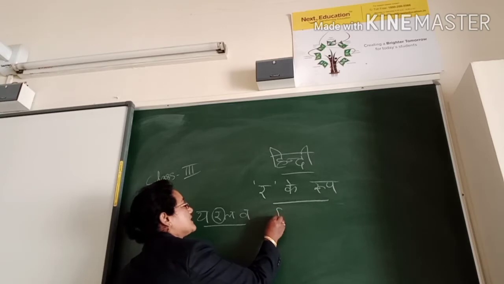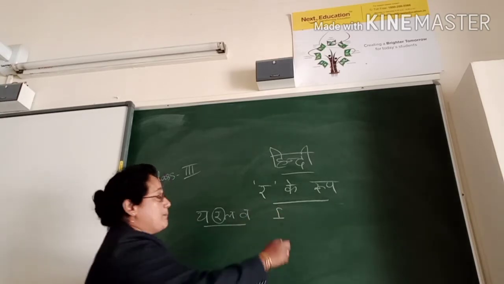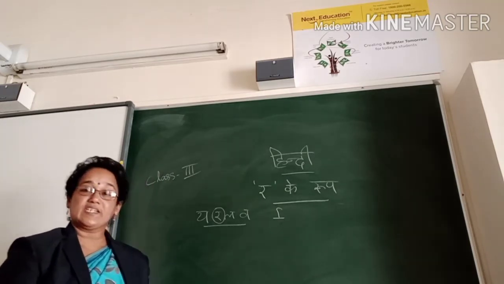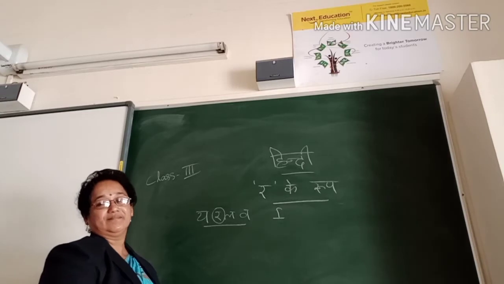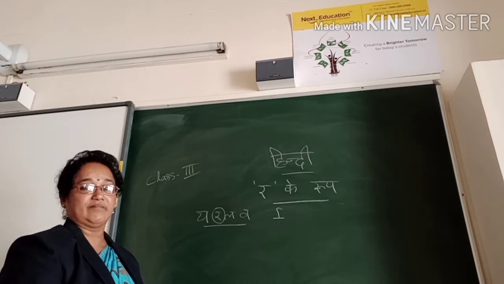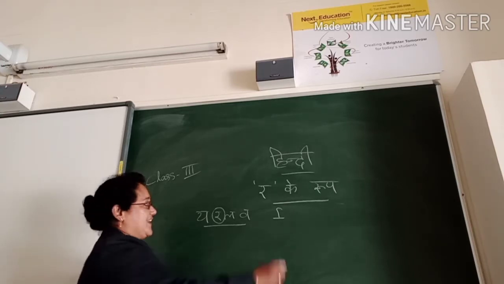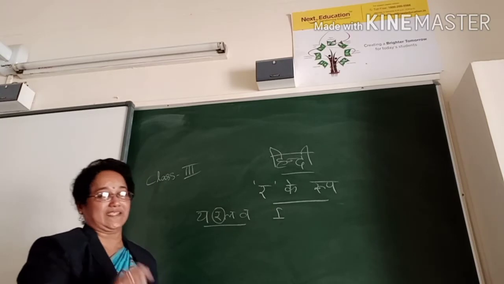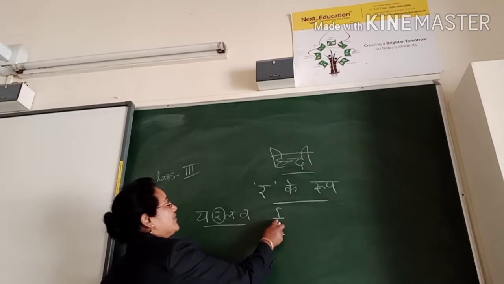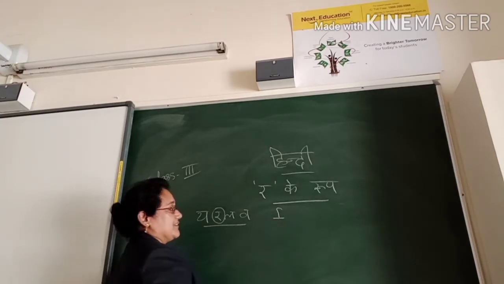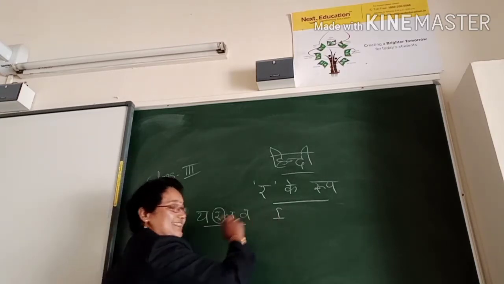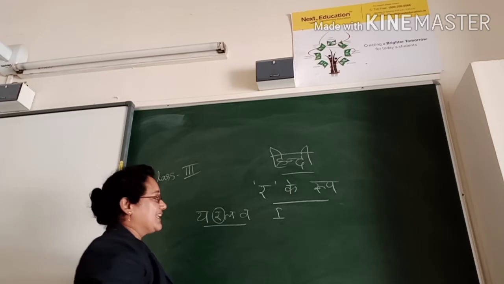What are the symbols I introduce to you? This is one symbol. This lesson, you should learn it very carefully. Listen to it very carefully, okay? Then only you will understand it. Ra letter has 3 symbols, 3 matra. Understand? Dekho? One symbol is this one. It is like this. The Ra letter has one symbol.